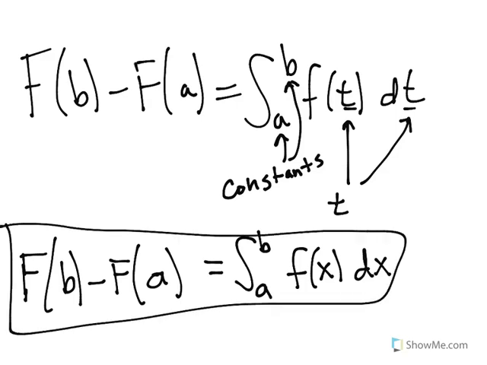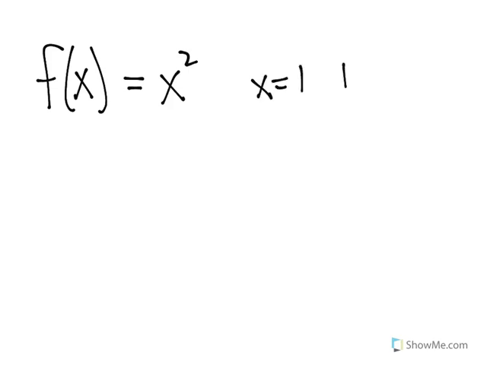So let's take a look at an example of why this is useful. Let's say we have a function, if you remember talking about the area under a curve a couple of videos ago in the last section in the book, we had something like f of x equals x squared, and we could look at the area from x equals 1 to, I don't know, x equals 3, for example. So here's the picture of this.